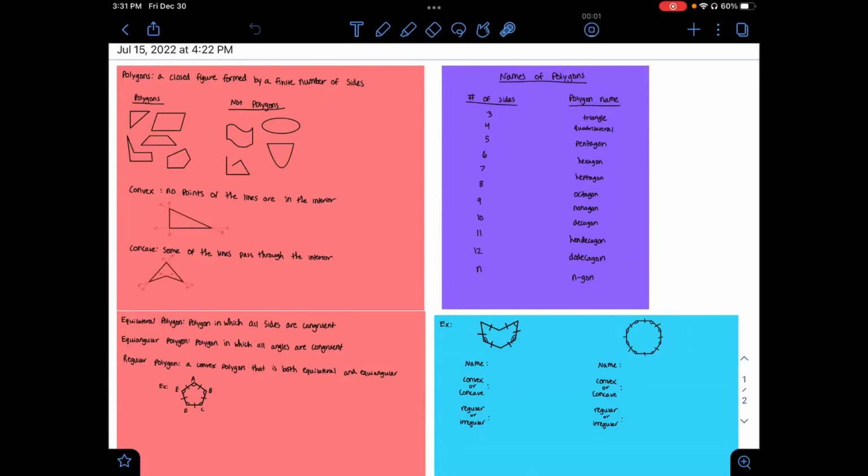Welcome back, everyone. Today we're going to discuss two-dimensional figures, so 2D figures. We're going to start with polygons. Polygons are closed figures formed by a finite number of sides.